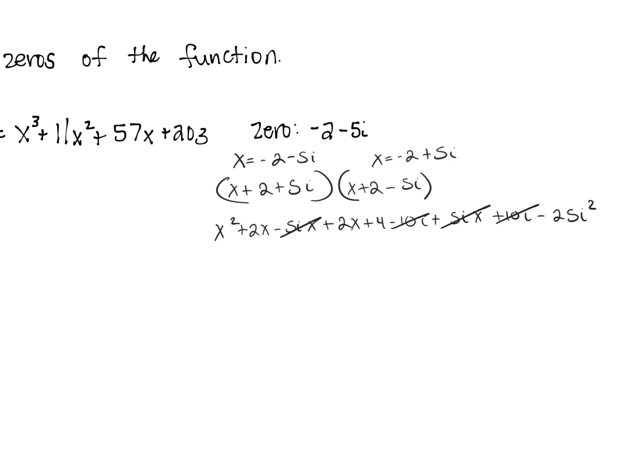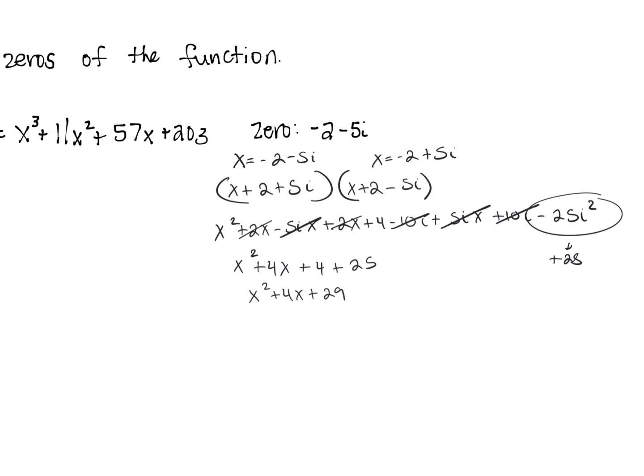I'm going to go ahead and write x squared plus 4x, and then we have plus 4. This is going to become positive 25 because the i squared is negative 1. Negative 1 times negative 25 gives us positive 25. So I'm going to go ahead and write plus 25. This is x squared plus 4x plus 29.